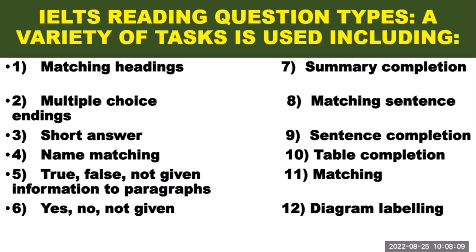Number 9, you have sentence completion. Number 10, you have table completion. 11, matching questions. And number 12, diagram labeling questions. These are different types of reading questions, and we are going to look at them one by one during this training program.